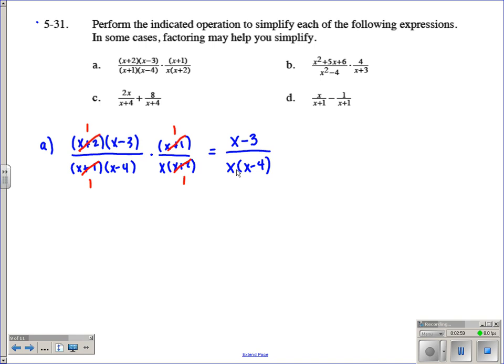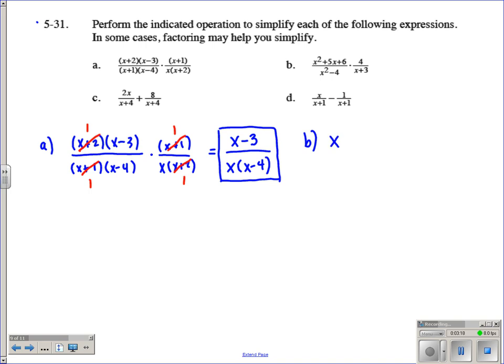So you should be able to leave your answer in factored form. If you distributed it through and had x squared minus 4x, that's okay, but our answer for A should be as it appears here.